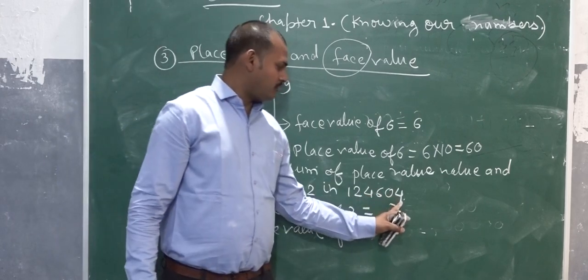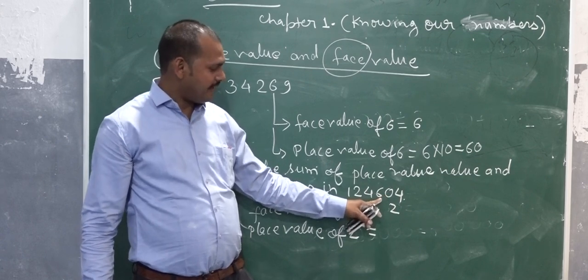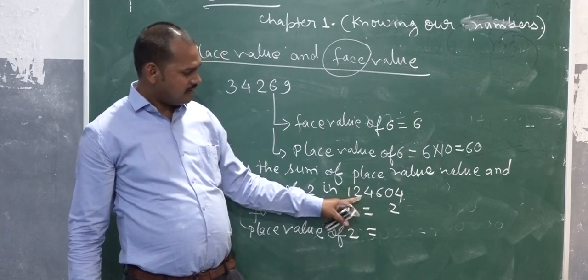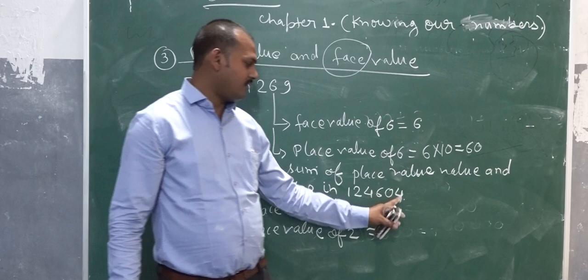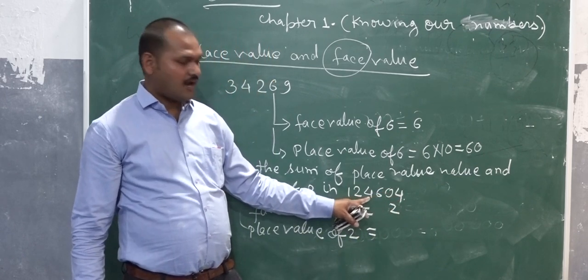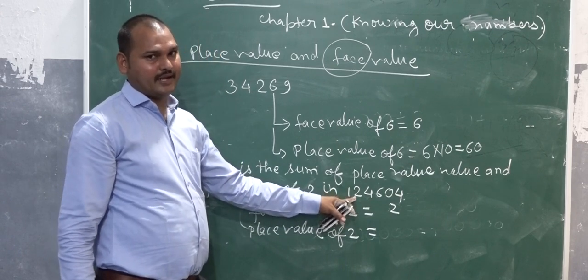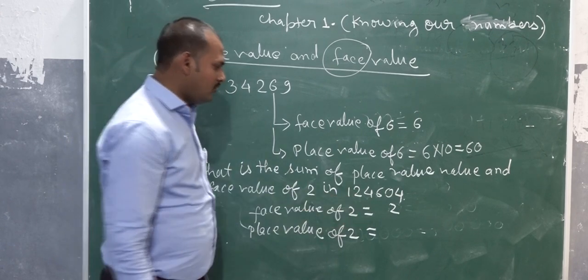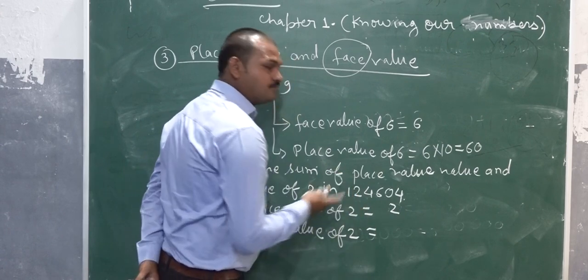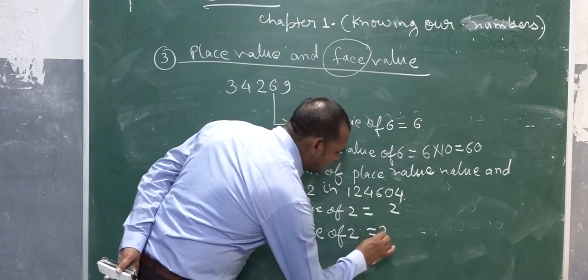Then we know about what is the place. Ones, tens, hundred, thousand, 10,000. Once again, ones, tens, hundred, thousand, 10,000. The place of 2 is 10,000. So 2 into 10,000. 2 tens are 20, means 20,000.